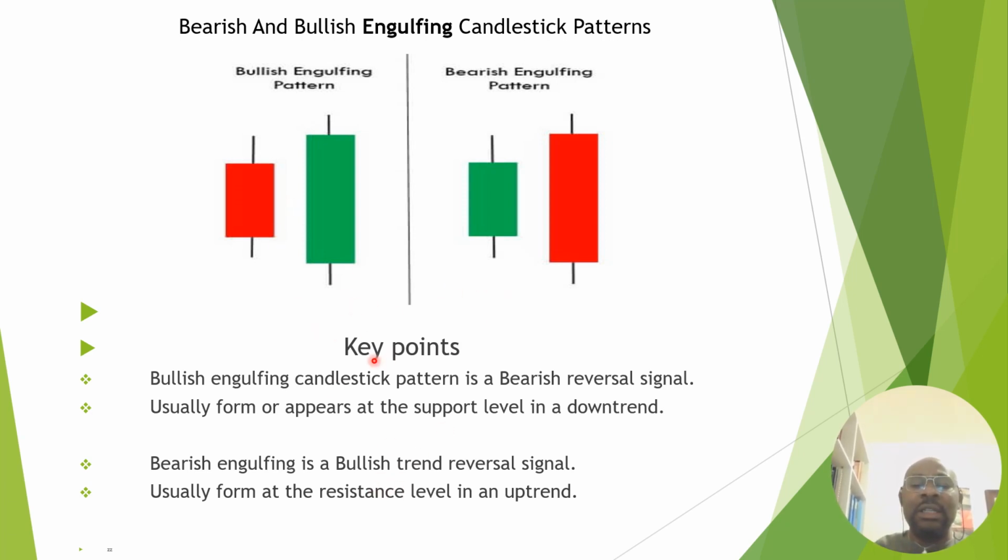Then the key point here that we are to note is that the bullish engulfing candlestick pattern is a bearish reversal signal. It usually forms or appears at the support level in a downtrend, which is this. Then the bearish engulfing, which is this one, is a bullish trend reversal signal. And it also usually forms at the resistance level in an uptrend.